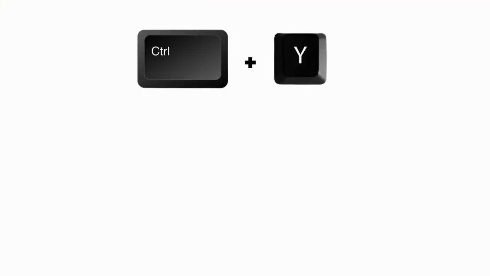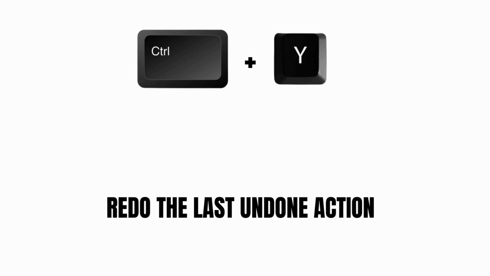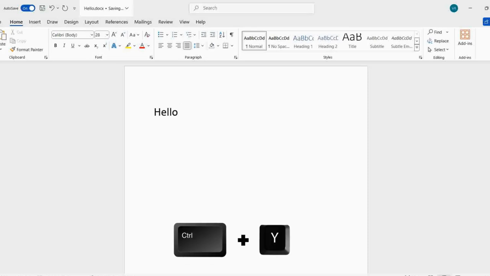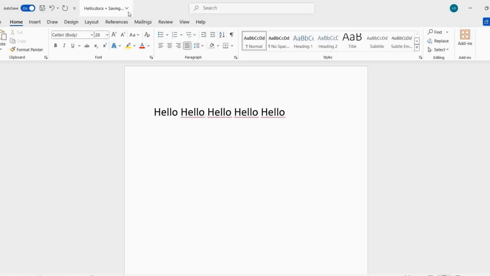Ctrl Y, redo the last undone action. Guys, redo operation repeats our last action. For example, let's write hello and just press Ctrl Y, and you can see that it repeats our last action.